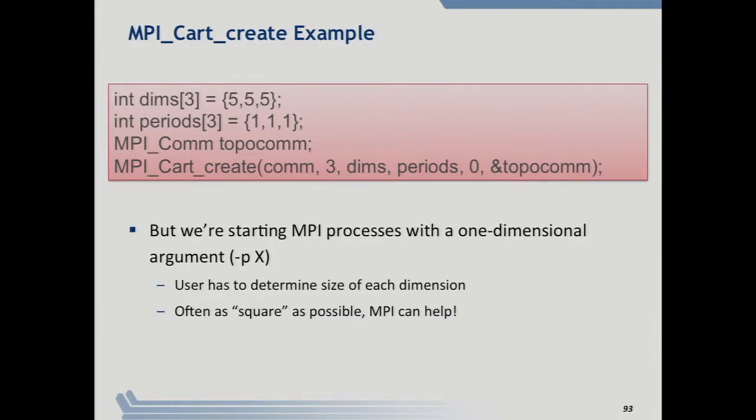You're saying the periodic value is 1, so yes, you're saying it's periodic, and this says don't reorder, but we should change that to reorder. That's a better example. But this is just an example, and the output of it is a new communicator. And from now on, you can start using the new communicator for your communication.